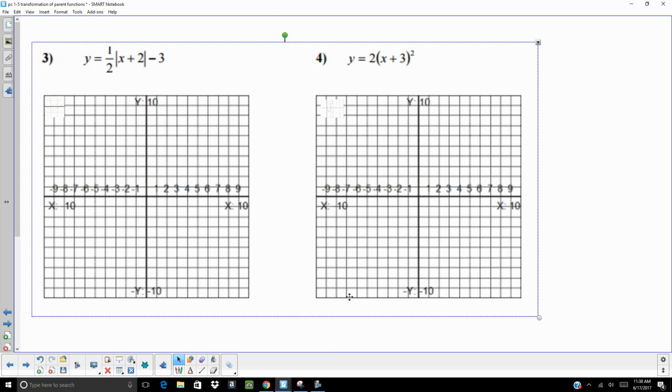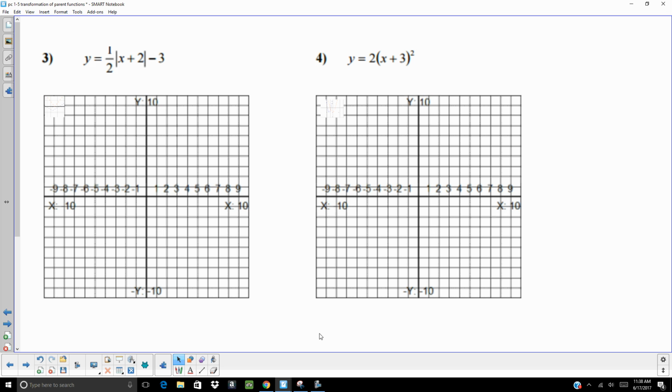What I would suggest you do, take a second, hit pause. Try graphing these on your own. Ask yourself, what is my parent function and what is happening to it? When you're ready, hit the pause and check your answers.